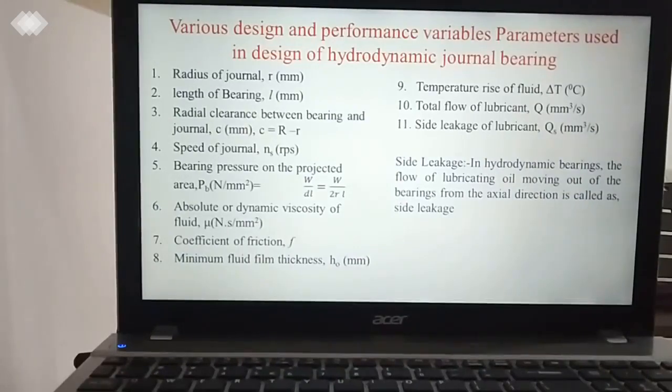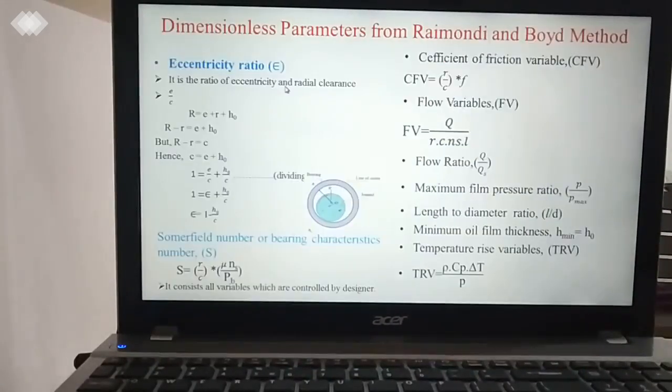Now before moving forward, let's discuss what is side leakage. Side leakage in a hydrodynamic bearing is the flow of lubricating oil moving out in the axial direction, and it is called side leakage. So let's start the discussion of dimensionless parameters from the Raimondi and Boyd method.